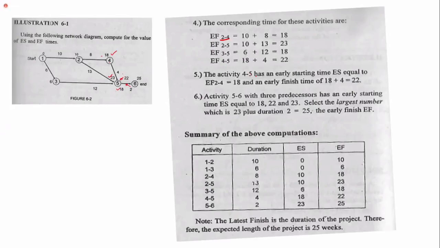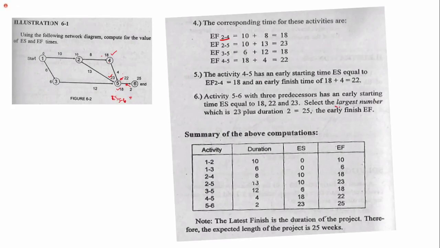So activity 4 to 5 has the early starting time ES equal to 18 and early finish time of 18 plus 4. So what will we use as the early start for activity 5 to 6?